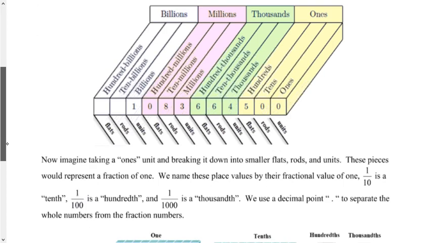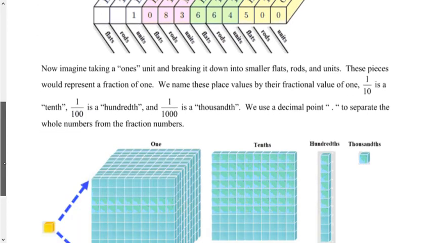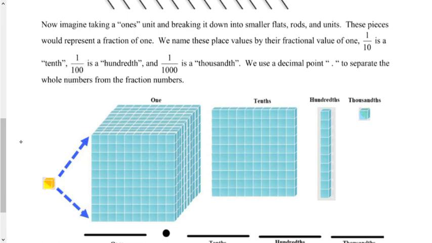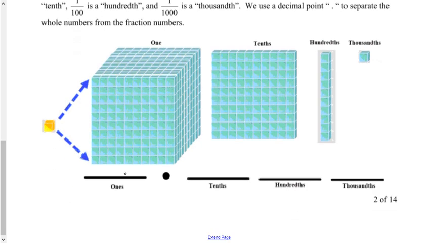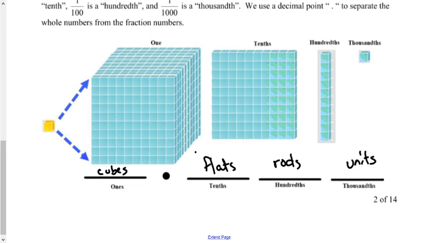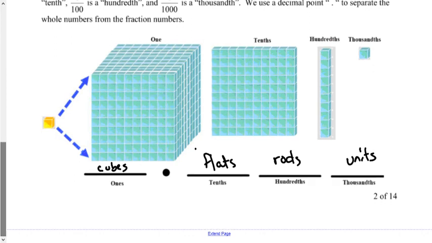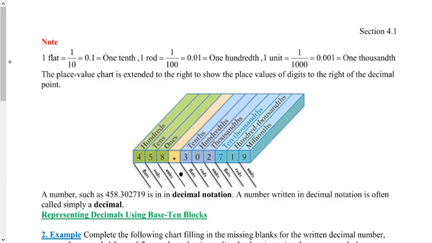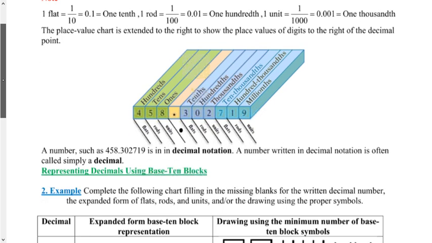Now, it also goes back the other way, that we can make things much smaller as well. So just because we only have tenths, hundredths, and thousandths doesn't mean that it has to stop there. But this is what we're working with for now. So our ones, this will be like our cubes. Our tenths, that's going to be our flats. Our hundredths is going to be our rods. And then our thousandths, that's going to be our units. All right. So with that in mind, let's start looking over a few numbers here.